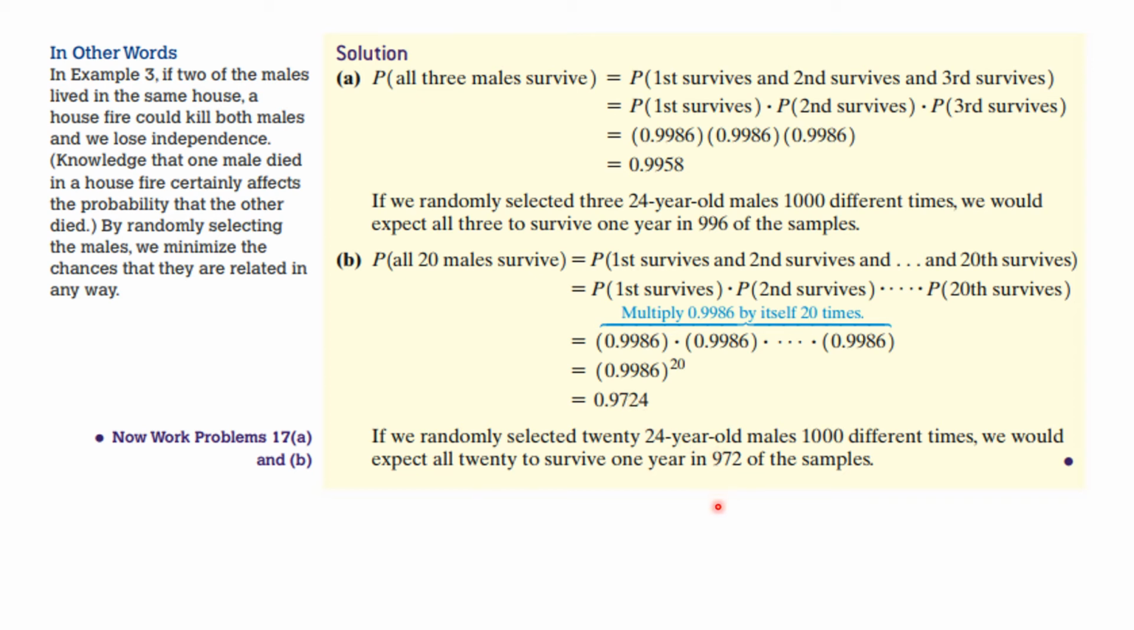972 of the samples. Now, to contrast this, though, if 2 of the males lived in the same house, a house fire could kill both males and we lose independence. By randomly selecting them, we minimize the chance that they are related in this way.